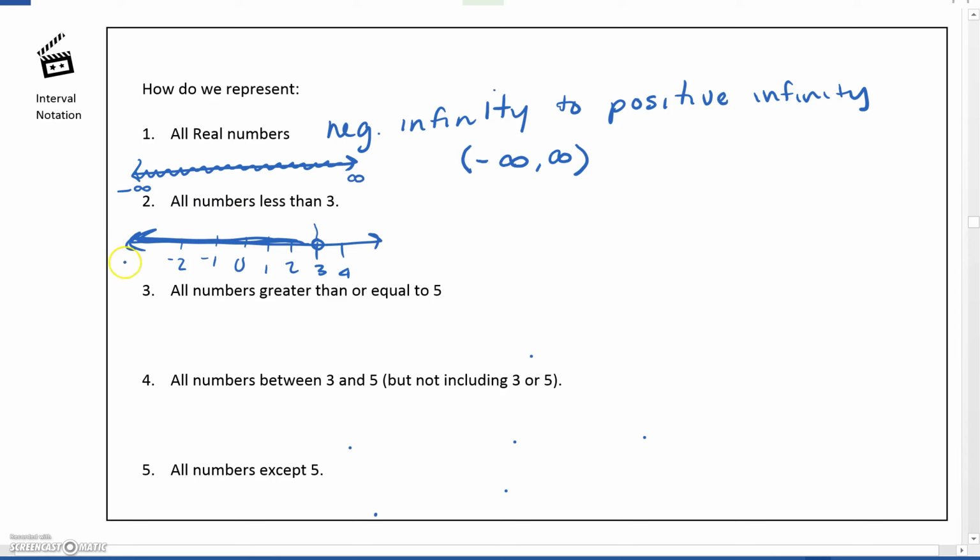So here we're going to start at negative infinity and go up to 3, but not include it. So negative infinity up to 3. When we don't include something, we put a parenthesis.